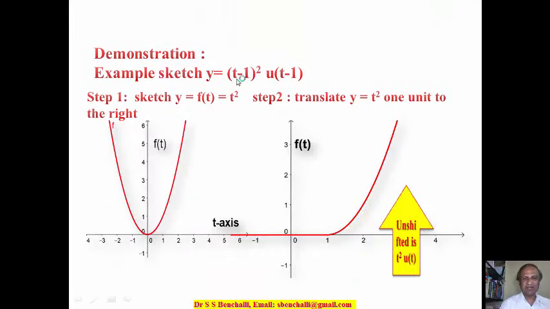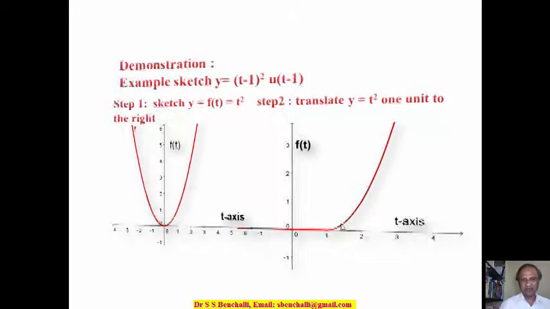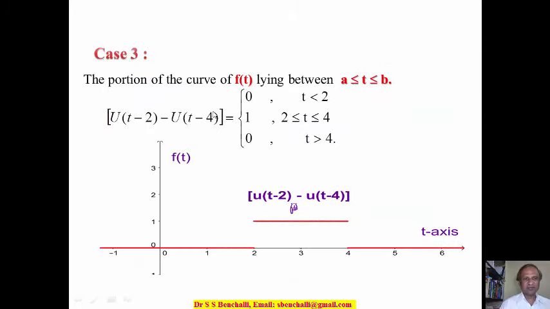Is it clear? Exactly in the similar way, t minus 1 whole square into u of t minus 1, shifted from t square. Is it clear? So similarly, the portion of the curve f of t lies between a and b. When t lies between a and b, how are we going to define it? u of t minus 2 minus u of t minus 4.